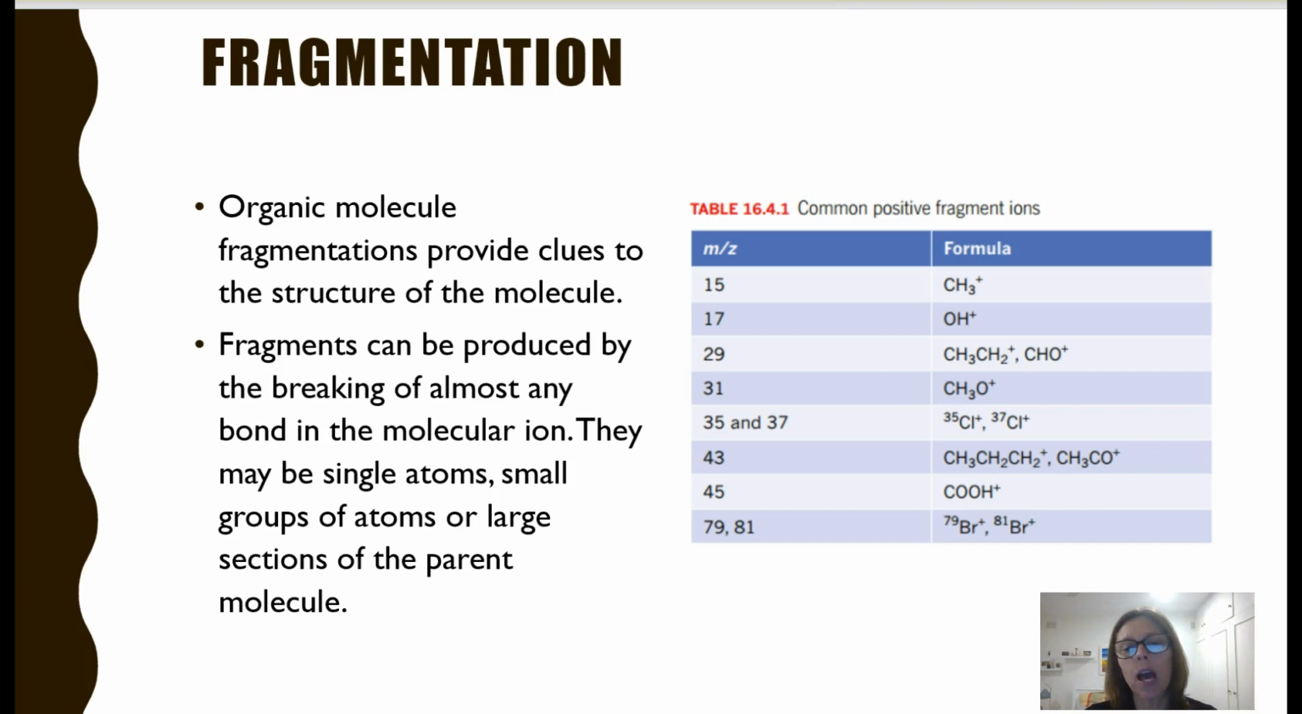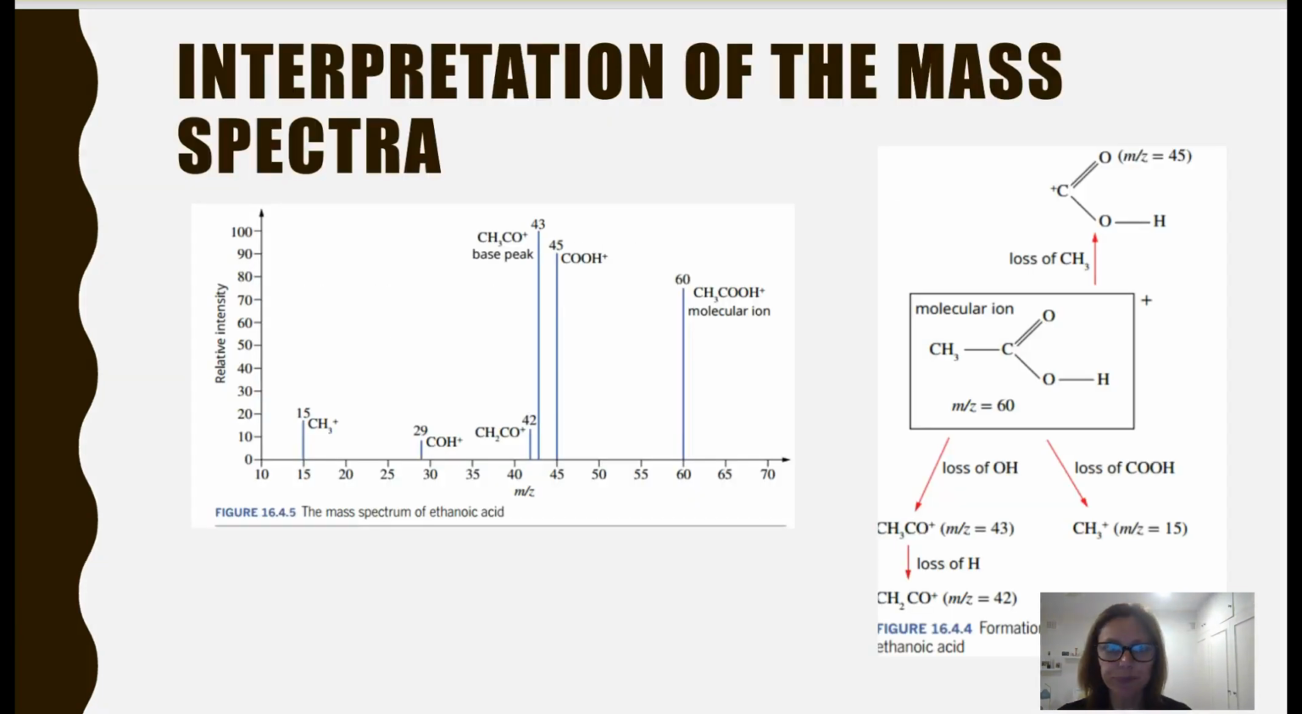And if we find that the difference between the parent ion and one of the other peaks is 15, it's more than likely that a CH3 has been knocked off there. If the difference is 17, it's likely to have lost an OH. Again, 29, 31, 35, and 37, when we have peaks there, they are often our chlorine atoms. 45 is your COOH. So you can see how we can start to form a picture, and you'll see that even more so as we do some examples. So let's have a look.